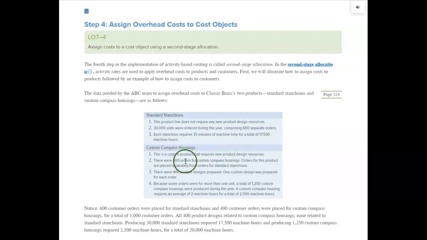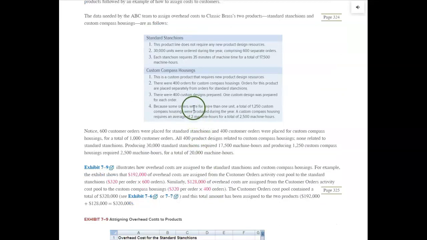Custom compass housings, these do require new product designs. These are, I guess, sort of like special order items. There were 400 orders, and they were placed separately. We had 400 custom designs, because every time we have an order, we have a special design for that order. And then once we have an order, there were more than one unit per order, so we have 1,250 custom compass housings. In other words, units produced for this product. They require 2 machine hours each for a total of 2,500 machine hours.